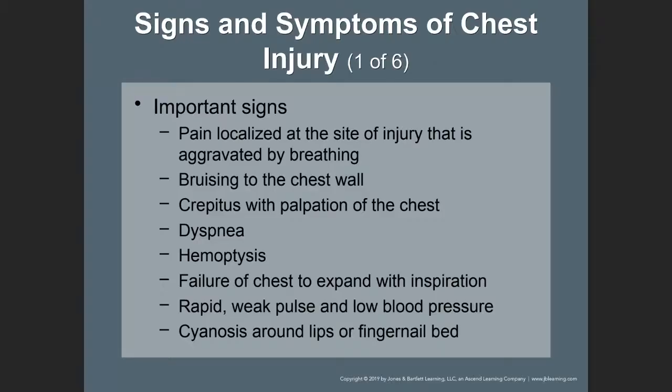Now, signs and symptoms of chest injury. Important signs to look for: pain localized at the site of injury that is aggravated by breathing. Bruising to the chest wall. Crepitus with palpation of the chest. Dyspnea. Hemoptysis, which is coughing up blood. Failure of the chest to expand with inspiration. Rapid weak pulse and low blood pressure. Cyanosis around the lips and fingernail bed, and remember that cyanosis is a late sign.